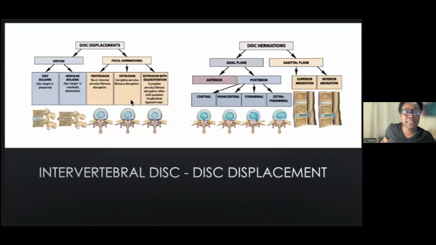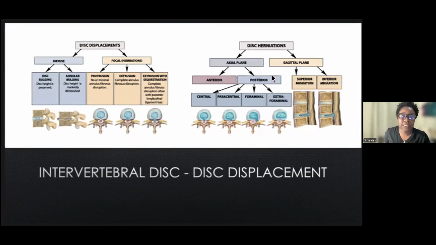So I would have shown this image lastly, but I'll briefly touch on it, that you have at least two types of disc displacement. You have diffuse, which would include the disc bulging and the annular bulging. Then you have the focal herniations, where you have the protrusion, extrusion, and the extrusion with sequestration.